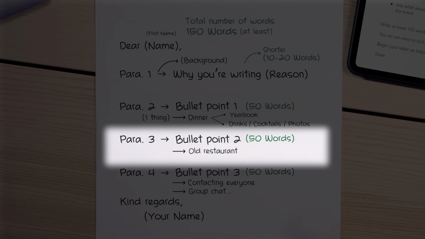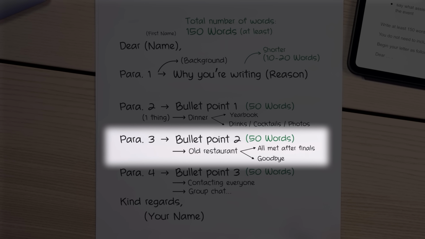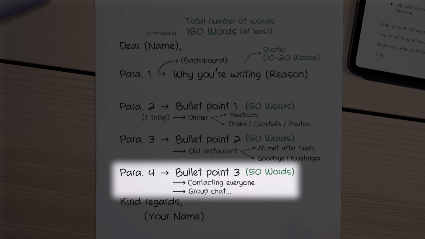So why are we going to this old restaurant? What happened there? What are the good memories and things that we do there? This old restaurant is where we all met together after our final exams. Mm-hmm. And it was our like goodbye, farewell dinner. Mm-hmm. So it's just nostalgia. So it's good to put some nice vocabulary in there. Nostalgia and contacting everyone, setting up a group chat. I think that's probably enough. Yeah. I think that's enough.